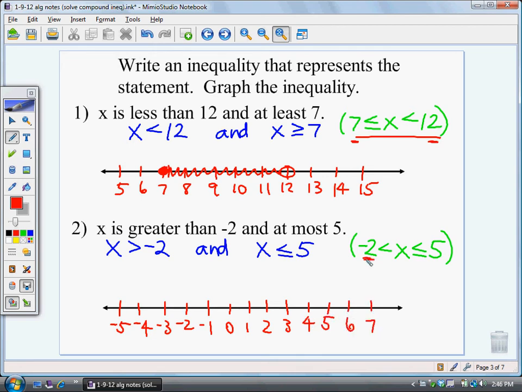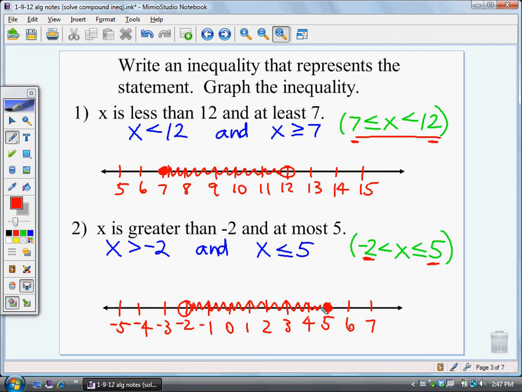And so you have your -2 is a smaller number, 5 is the bigger number. X has to be greater than -2, so it's an open dot. And then x is less than or equal to 5, so since it could be 5, we put a closed dot here. And it has to be to the right of the open dot, because it has to be greater than -2, and to the left of the closed dot, because it has to be less than or equal to 5, which would make these numbers in between, and there would be my graph.